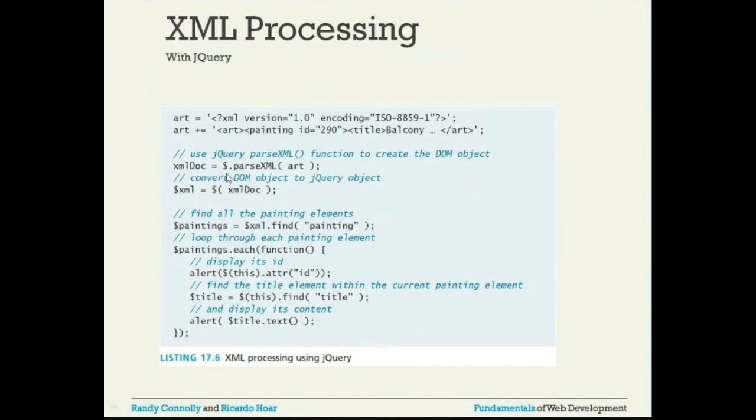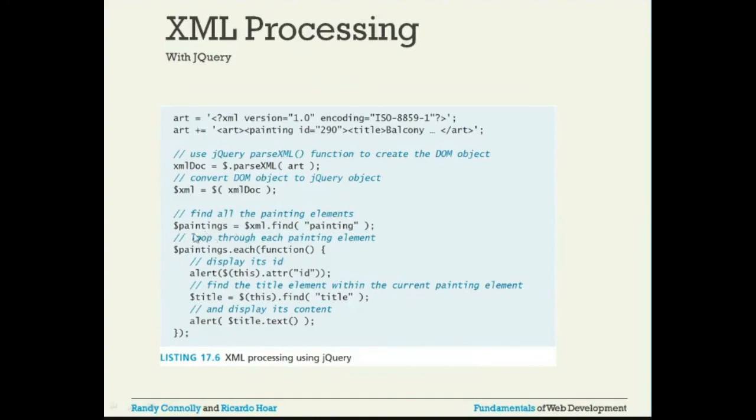XML doc is equal to, this is jQuery, right? You remember this is the shorthand notation for jQuery, dollar dot parse XML, and you are going to pass this variable, that is a string. This will return a DOM object. Now you will convert the DOM object into a jQuery object. How to do that? $XML is equal to dollar, this is jQuery, and you will pass the DOM object. So it will convert the DOM object into a jQuery object.